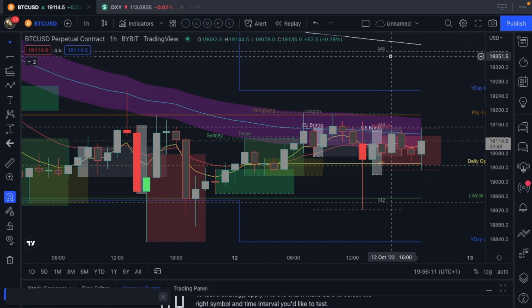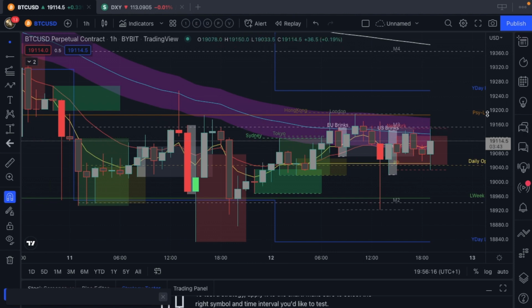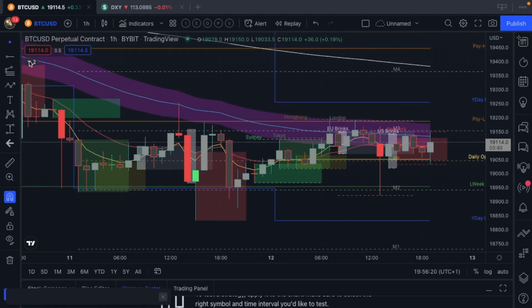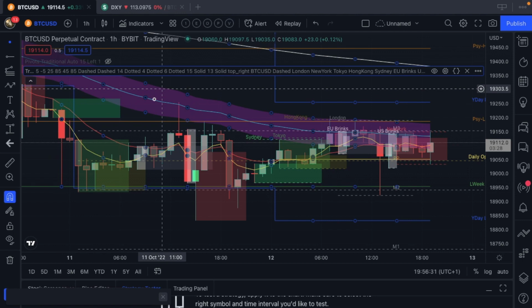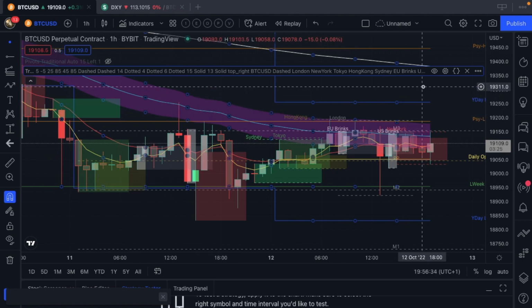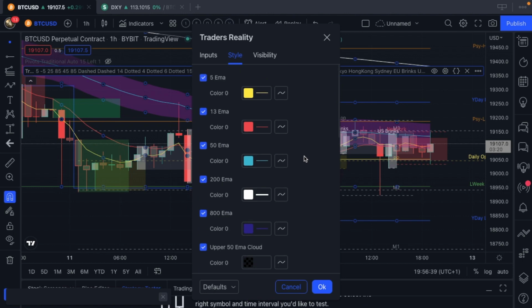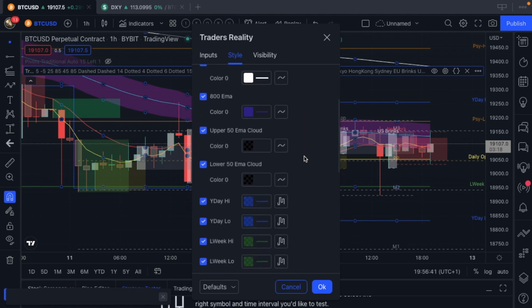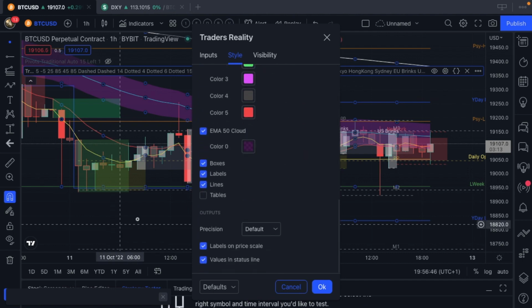We have, first and foremost, all of these EMAs. I'll open up the settings here just so you can get an idea. We have the 5, the 13, the 50, the 200, the 800, and then there's this EMA cloud here. Okay, so 3, 4, 5. We've got 5 EMAs, and then we have a bunch of other stuff in this as well.